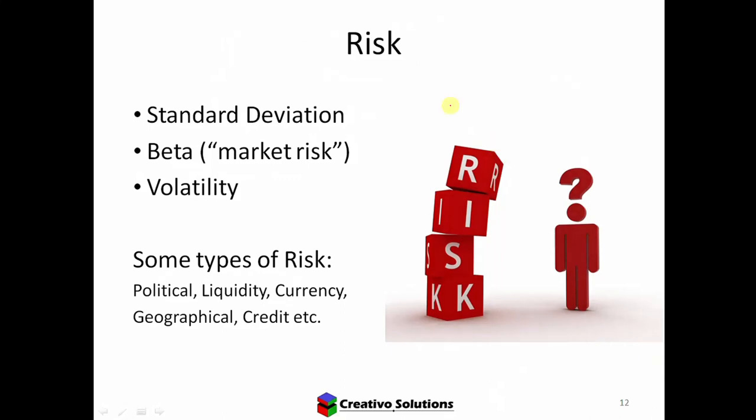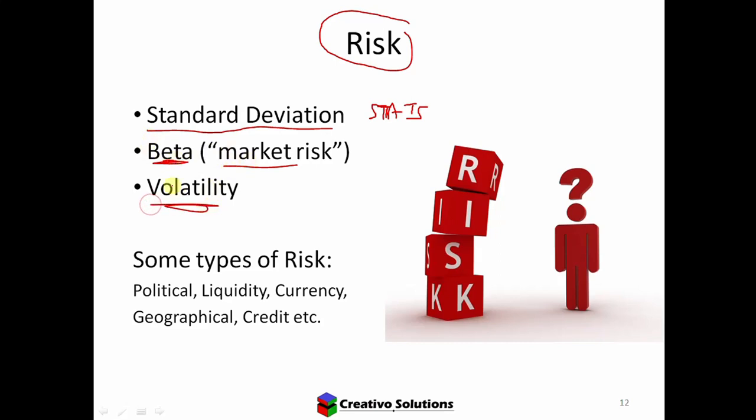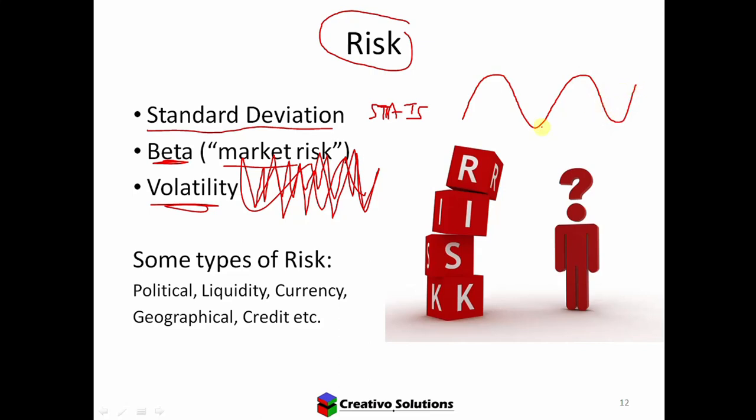So when looking at risk, the measurement all of you are going to be using in this course is standard deviation, which is the most common statistical measure. For risk, you've also got beta, which looks at market risk, another statistical measure of risk. And then volatility can also be measured. In other words, how volatile is the market? Is the market like this, crazy, or is the market like this, more predictable, in terms of volatility?